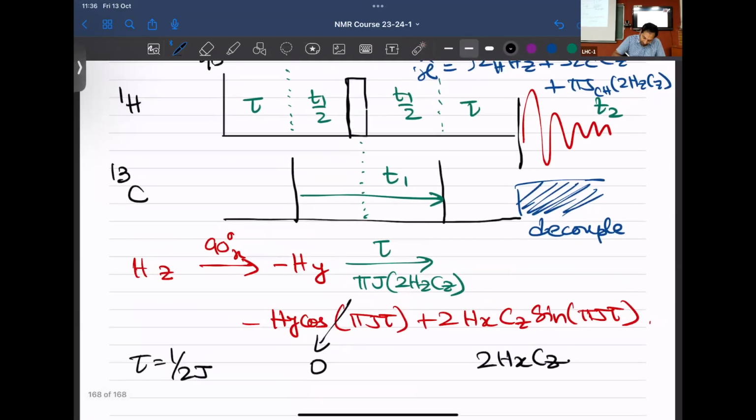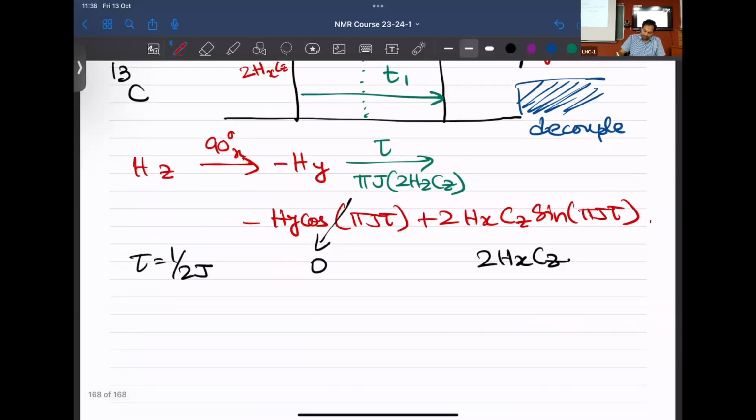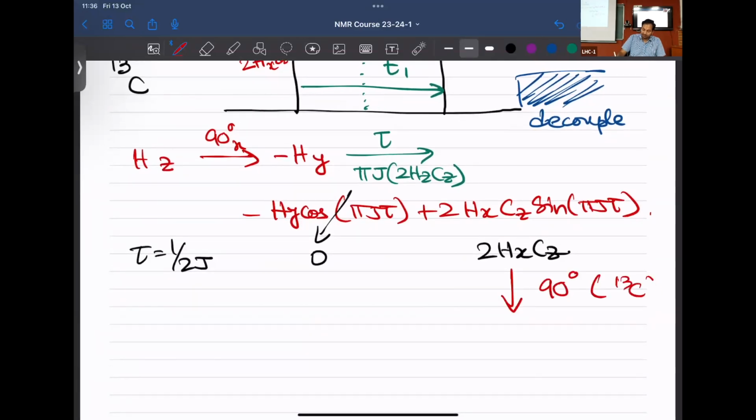So basically, we have the density matrix as 2HxCz at this point. The next thing that happens is a 90-degree pulse only on the carbon channel. You are not applying anything on the proton, so only carbon will get affected. If you apply a pulse along the X phase, you end up having HxCy with a negative sign. Alternatively, if you did it along the Y phase, you would have HxCx, irrespective of whichever it is.